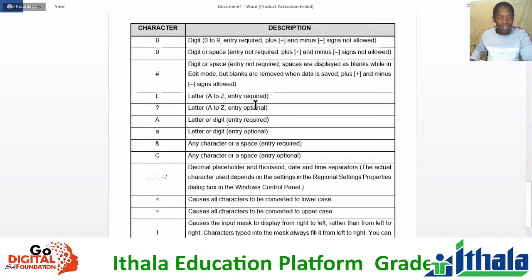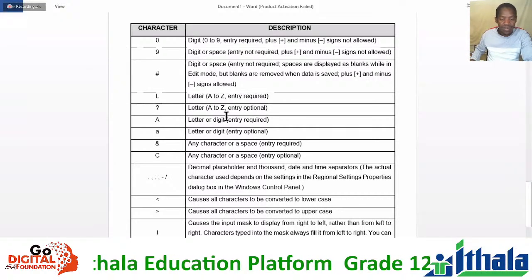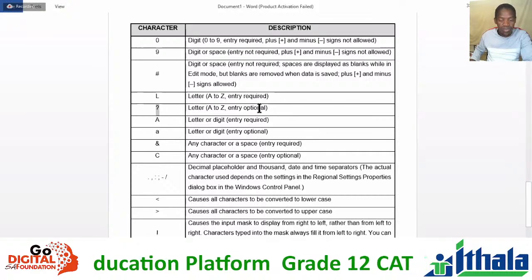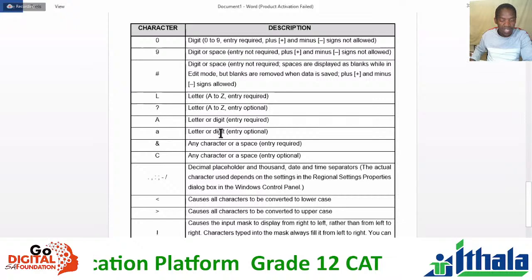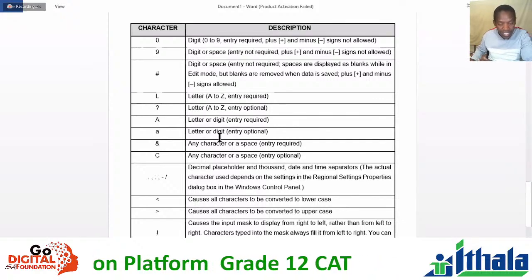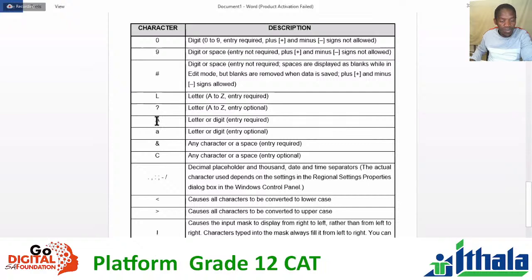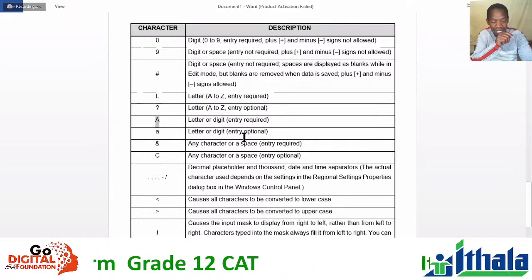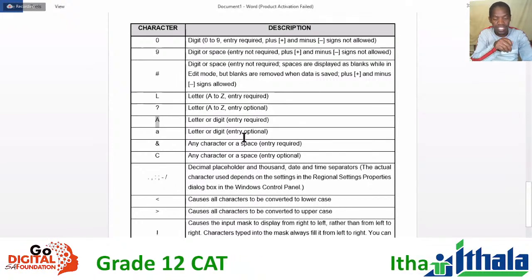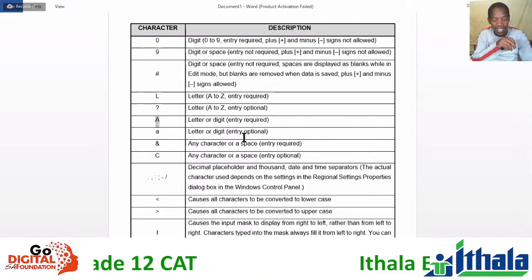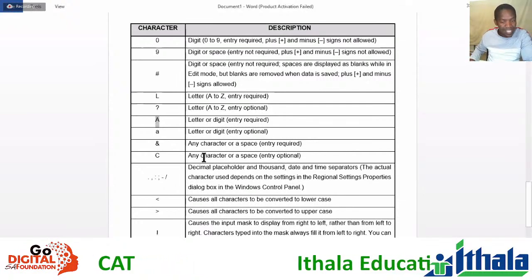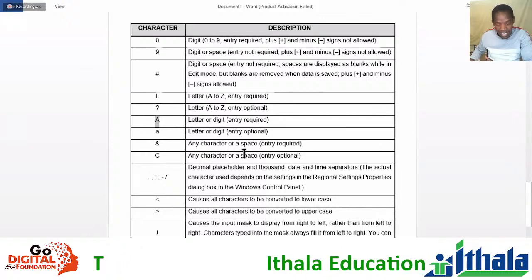Now L is for a letter, while the question mark is for an optional letter. So you may put in L, or else you may not put in a letter for a question mark. While A is for a letter or a digit, but the question mark A is optional. So on the input mask you have to put in something: either a letter or a digit, while A may be optional for you. Again, I repeat that these characters are going to be there on your exam paper, so you need to make use of them.